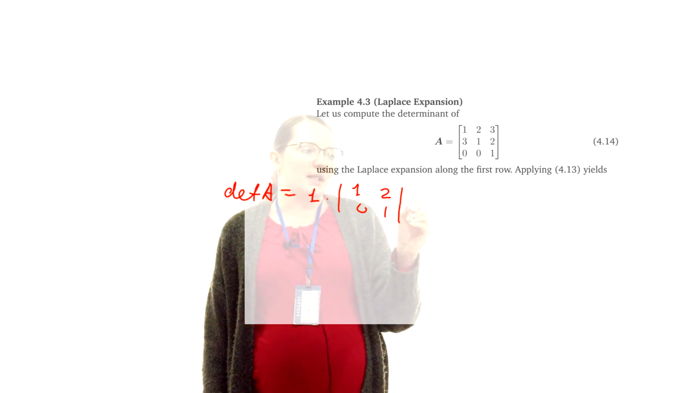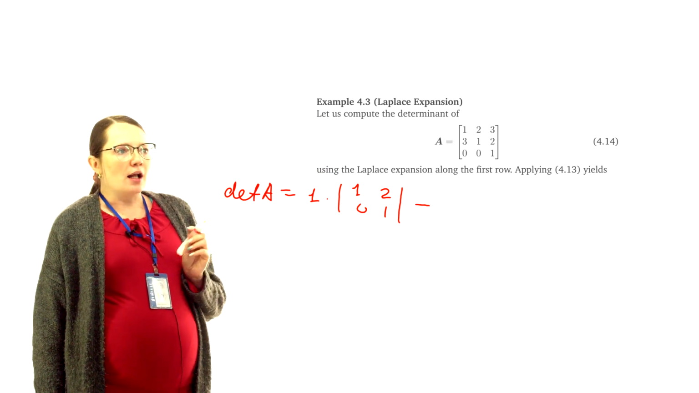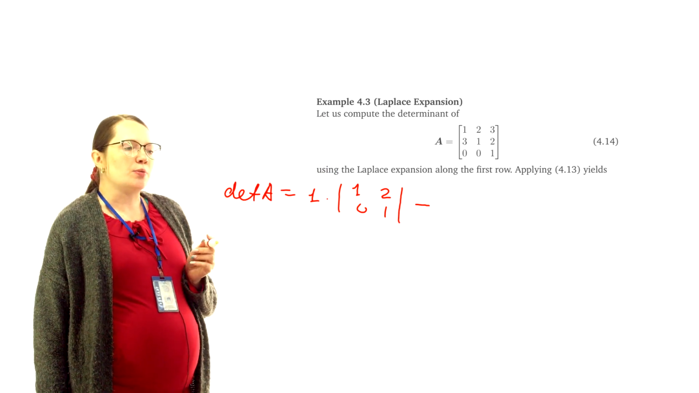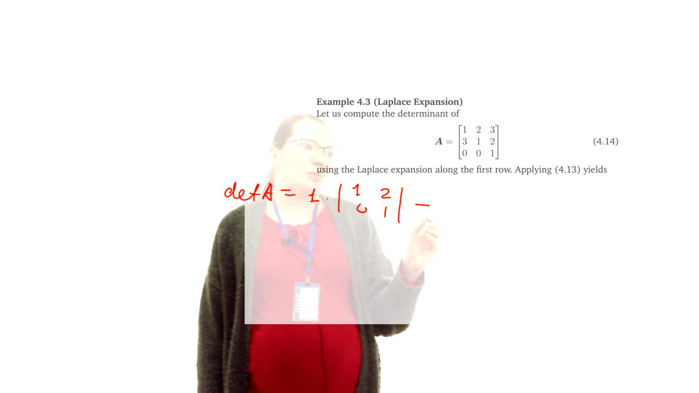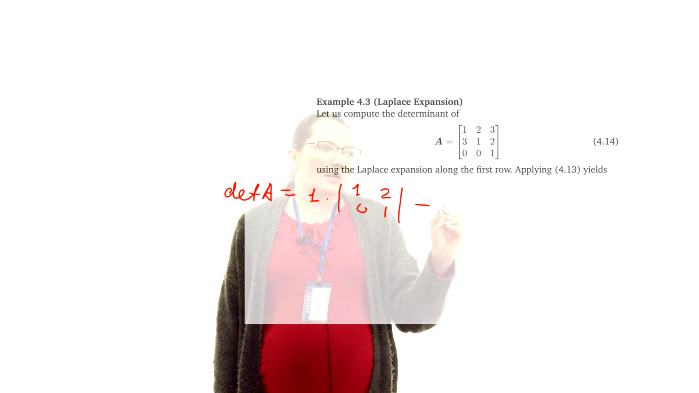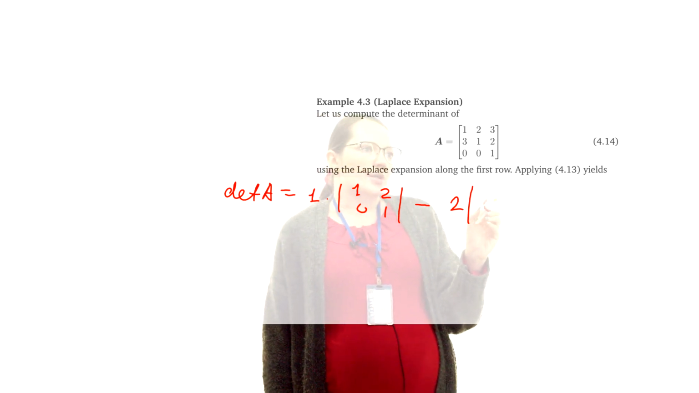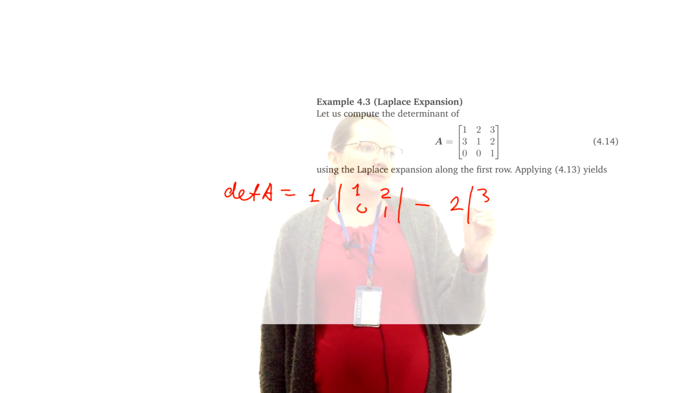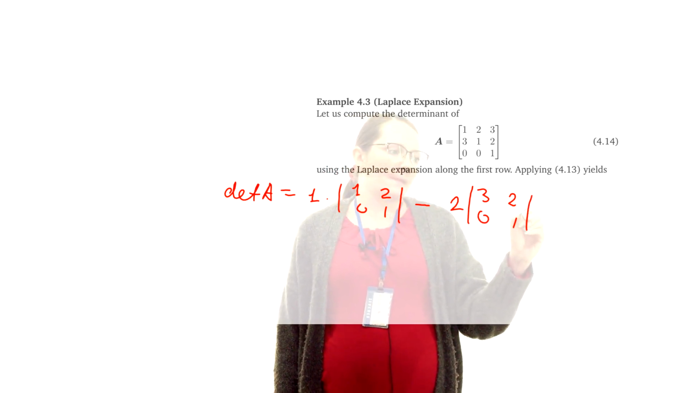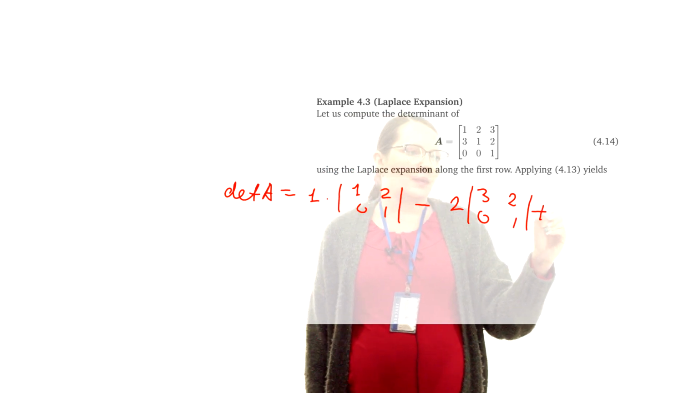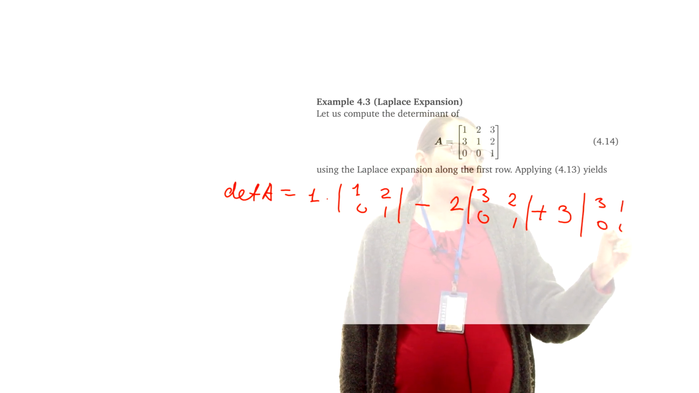Then we subtract. The next sign will be minus, because the next element has second column and first row. If we add them, we get 3, and minus 1 to the 3 gives the minus sign. And we take the next element, which is 2, and multiply by its cofactor. Again, we cross out the second column and the first row, and we get 3, 2, 0, and 1. Then we add 3 times the corresponding cofactor, which is 3, 1, 0, 0.